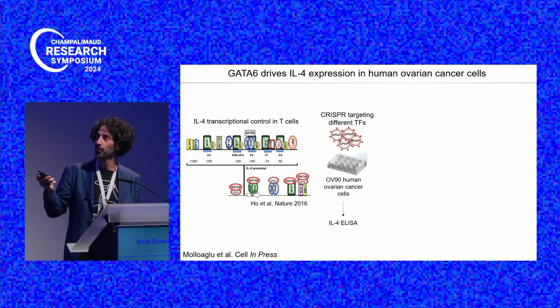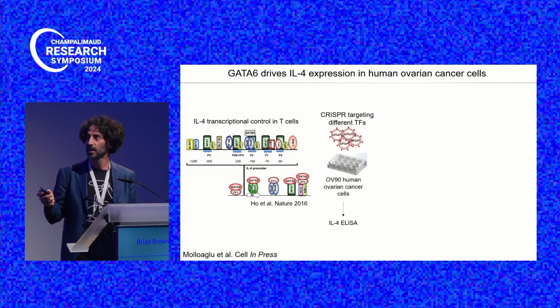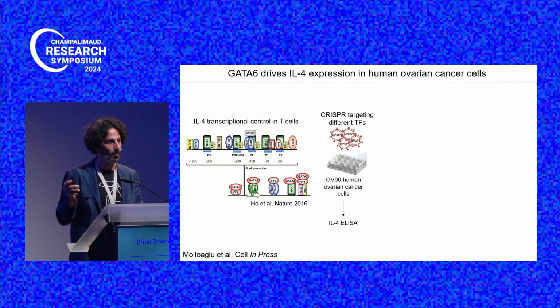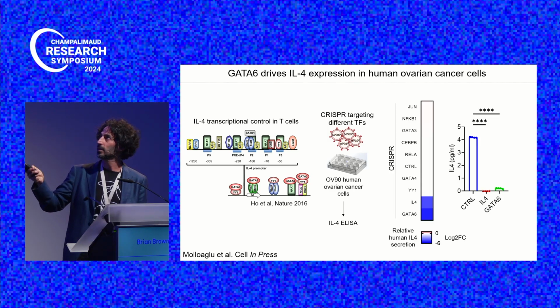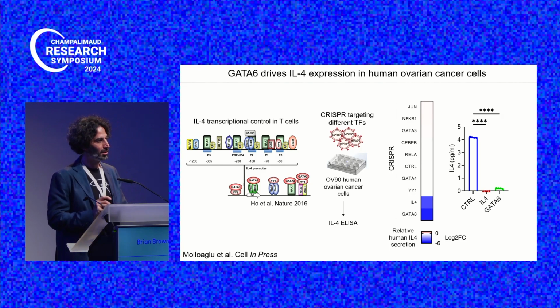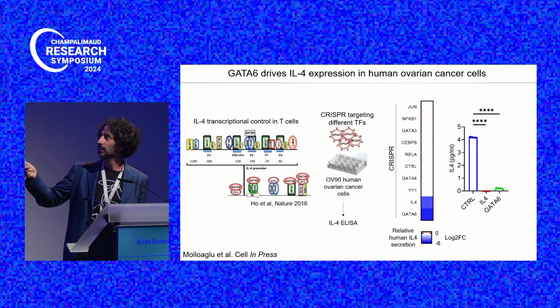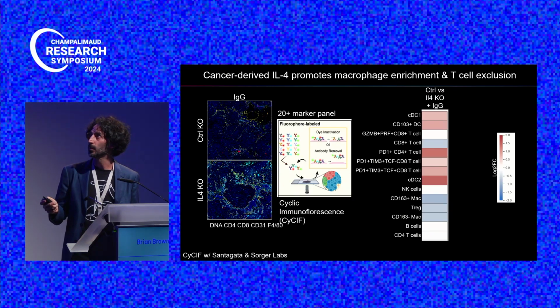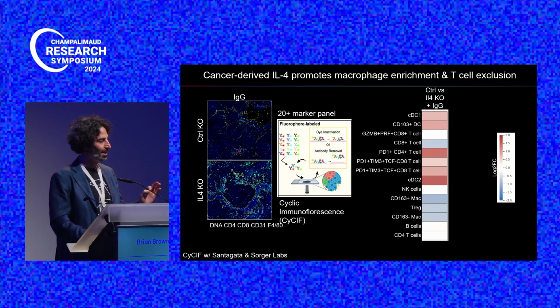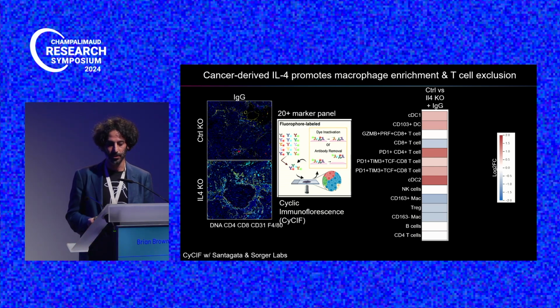We made some predictions based on what's known about what controls IL-4 in T cells, the most famous being GATA3, which is absolutely required. We took these human ovarian cancer cells, which do express IL-4, and we knocked out all of these different transcription factors shown to control IL-4 in T cells. Most of them did nothing. They don't change IL-4 levels. The white means IL-4 is still expressed. But when you knock out IL-4, gone, which makes sense. When you knock out GATA6, not GATA3, IL-4 is completely gone from these cells, and we can no longer detect it by ELISA protein production. So in ovarian cancer cells, GATA6 seems to be the driver.